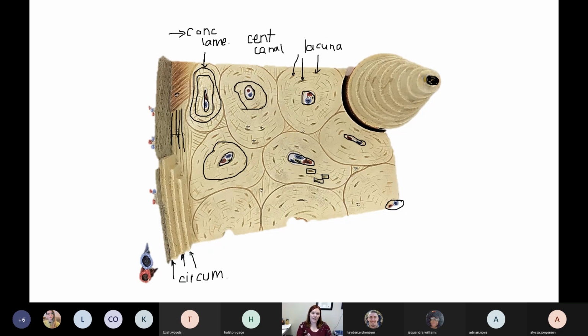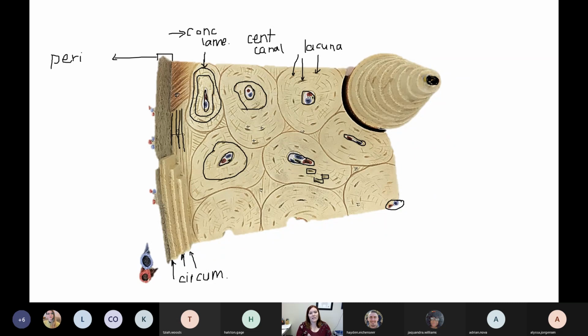When we have concentric lamellae, the cells that are in there need to get their oxygen and nutrients from somewhere. They get their oxygen and nutrients from the central canal. But if you live on the outside of the bone tissue, you're getting your oxygen and nutrients from this layer here on the outside called the periosteum. I'll type its whole name in the chat. Periosteum. This is the connective tissue on the outside of our bone. This connective tissue brings oxygen and nutrients to the circumferential lamellae, to the cells that live on the outside.